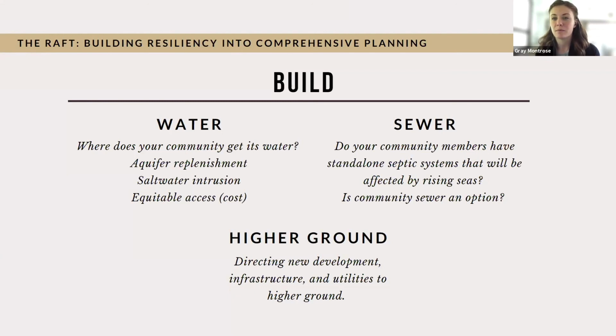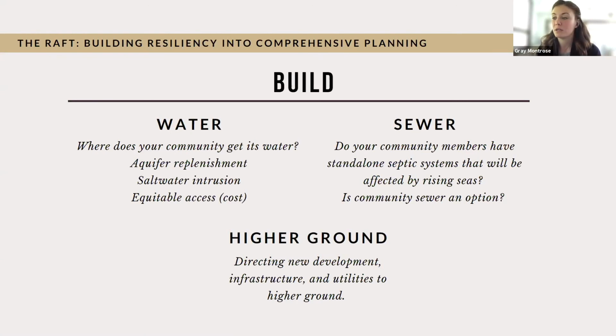And we're thinking about equitable access down the road. If folks have wells, are they going to be able to connect to municipal water if their well becomes undrinkable? Are folks going to be able to afford the cost of municipal water and sewer? Do your community members have standalone septic systems that are going to be affected by rising water levels? Nobody really wants their sewer backing up into their kitchen. It's happened to me. It was unpleasant. So thinking about ways that we address this on a community scale.